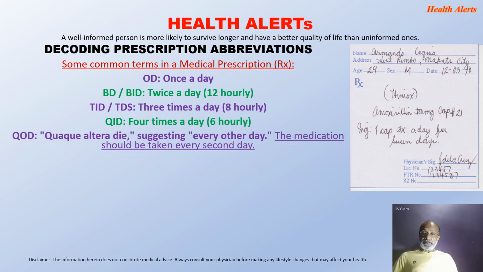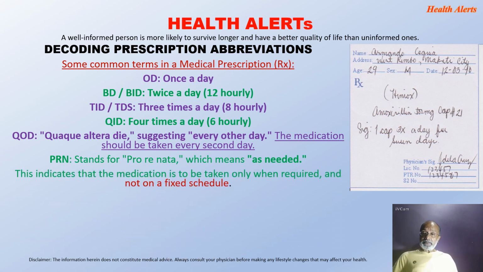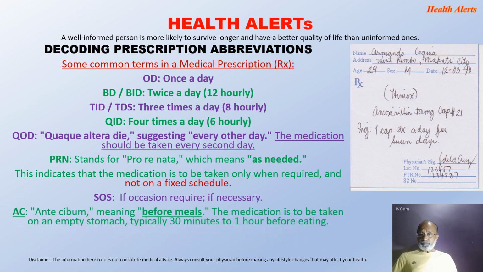QOD suggests every other day, that is, the medication should be taken every second day. PRN stands for as needed. This indicates that the medication is to be taken only when required and not on a fixed schedule. SOS, if occasion required, if necessary. For example, suddenly a patient develops an asthmatic attack. Now, he can immediately go for his inhaler. So that will be SOS use of his inhaler.